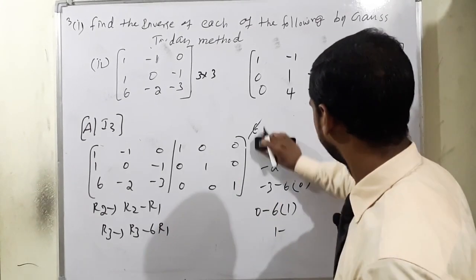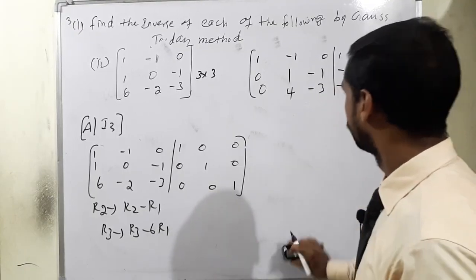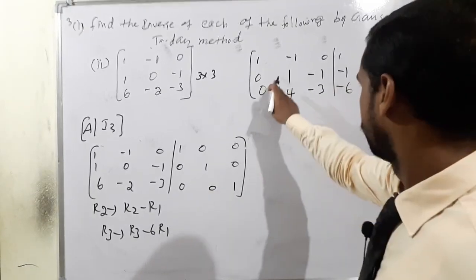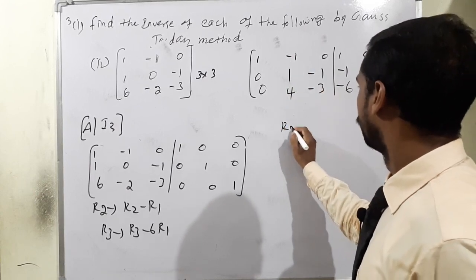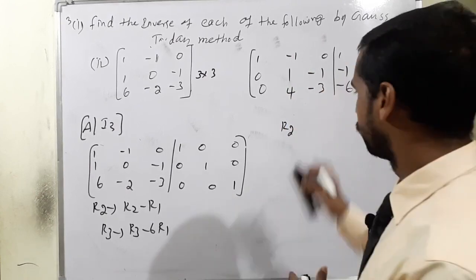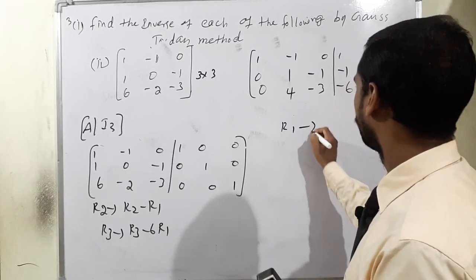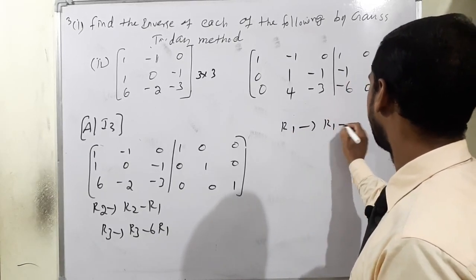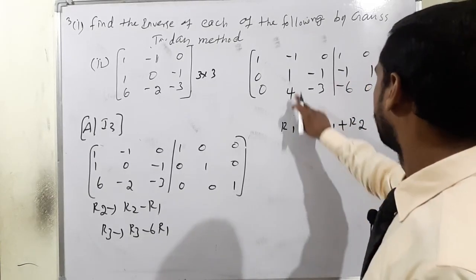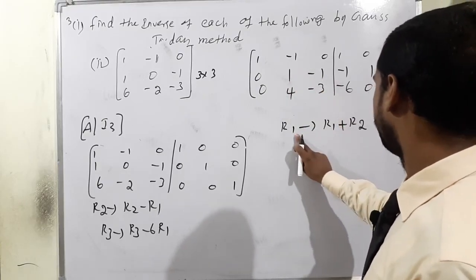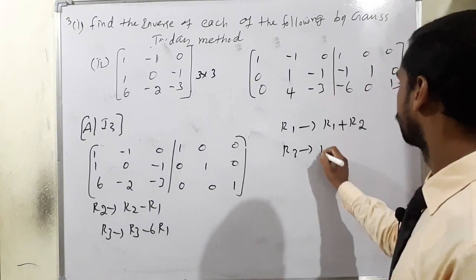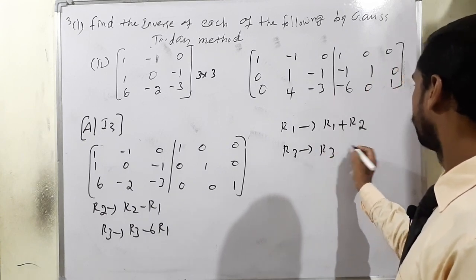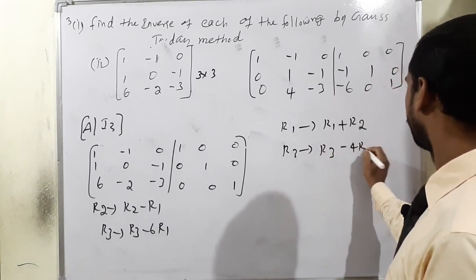Now, after getting 0, then diagonal term 1 is there. Opposite side we have to show 0. Therefore, first R1, isn't it? So R1 gives directly R1 plus R2, because 1 minus 1 means directly we can write it here 0. So then similarly R3 gives R3 minus 4 into R2.